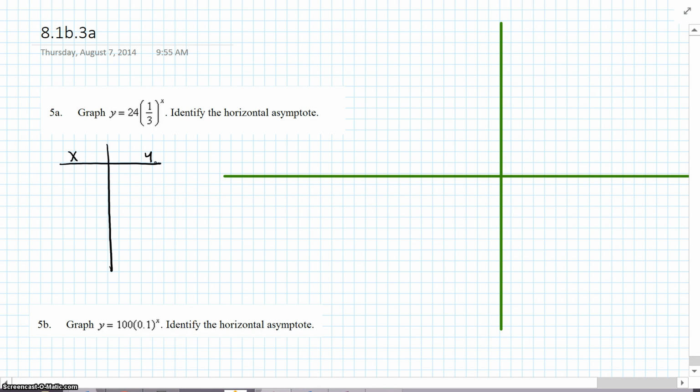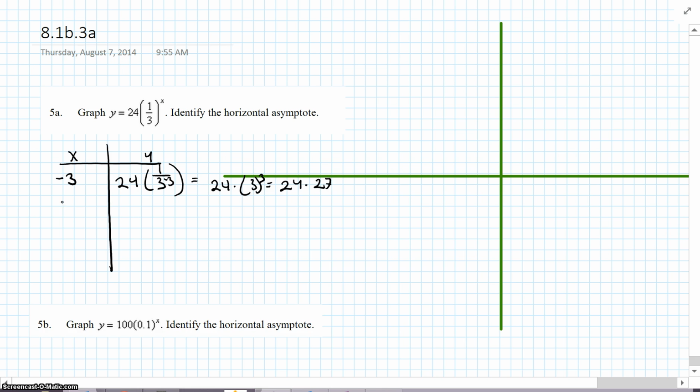So, if x equals -3, y would equal 24 times 1/3 to the -3. Okay, so let's look at that for a second. How do I get rid of the negative sign? So that's going to be 24 times 3 cubed, which would be 24 times 27. So that's going to be a really, really big number.